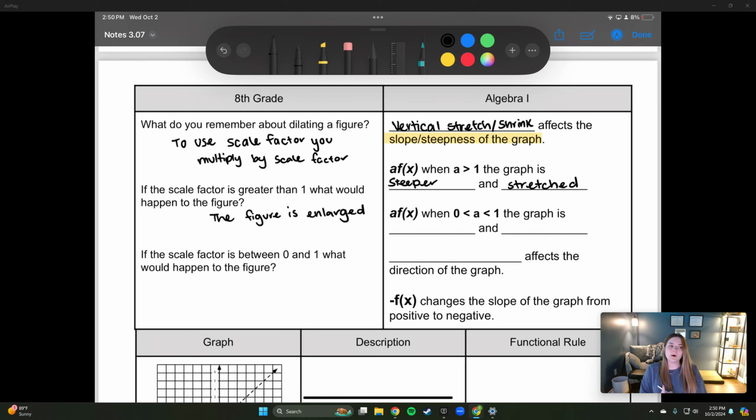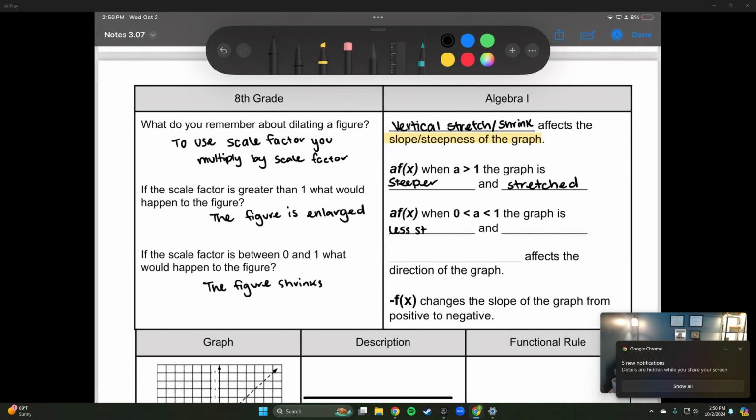Now, what if it's between 0 and 1? So it's less than 1. What happens? Well, if it's greater than 1, it gets bigger. If it's less than 1, it's going to get smaller. So the figure shrinks. Okay? So instead of getting steeper and stretched, it gets less steep.